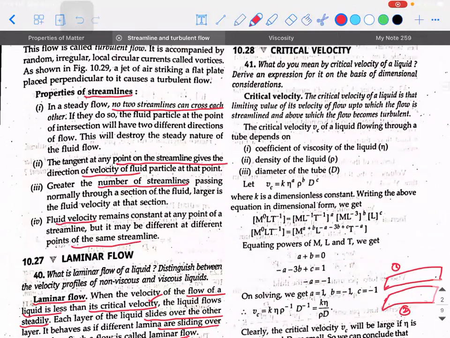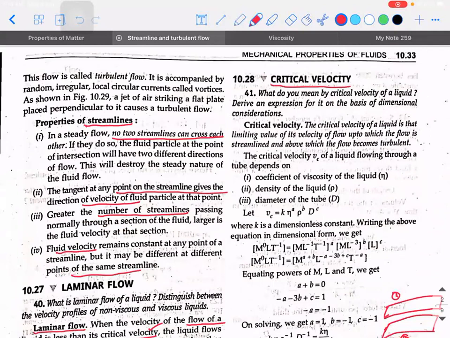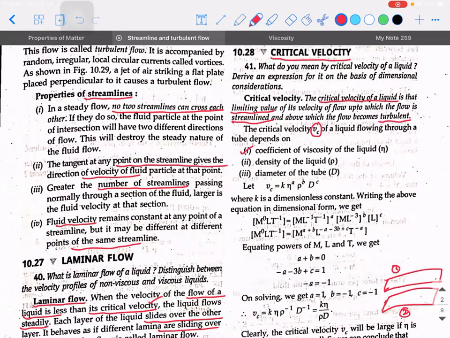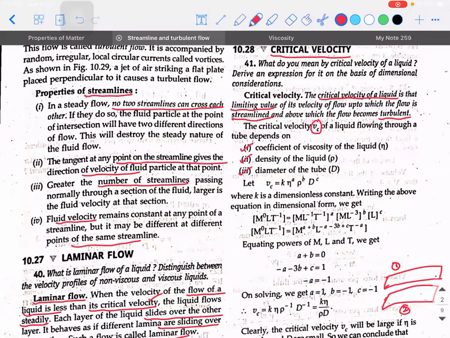Next, we need to understand what critical velocity is. So what is that critical velocity? The critical velocity of a liquid is that limiting value, that is, the maximum value of its velocity of flow up to which the flow is streamlined and beyond which it is going to become turbulent. Generally, the critical velocity is represented by the symbol Vc. The critical velocity Vc of a liquid flowing through a tube depends on certain parameters. What are the parameters on which it depends? One is the coefficient of viscosity. Second, it depends on the density of the liquid. And third, it depends on the diameter of the tube.